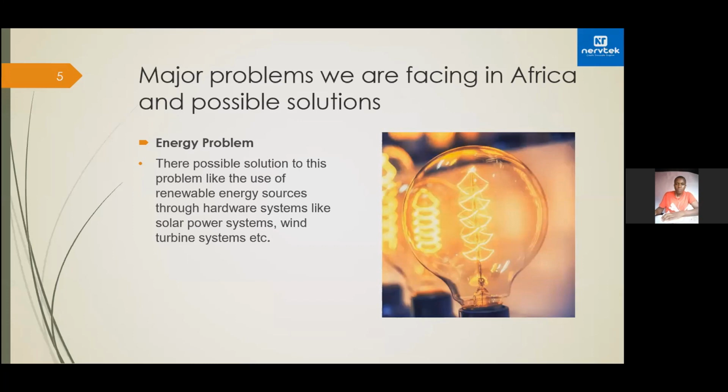You can also use wind turbines to generate electricity from the wind. A wind turbine is also a hardware system. So we can really use hardware to combat the problem of energy. As I said earlier, energy is a backbone to industrialization in Africa. Without energy, we cannot develop. Yes, I'll speak on the next problem.